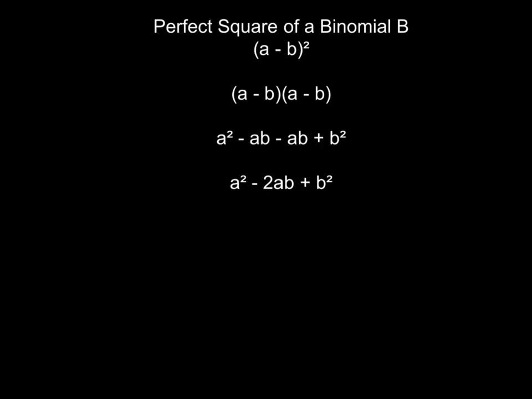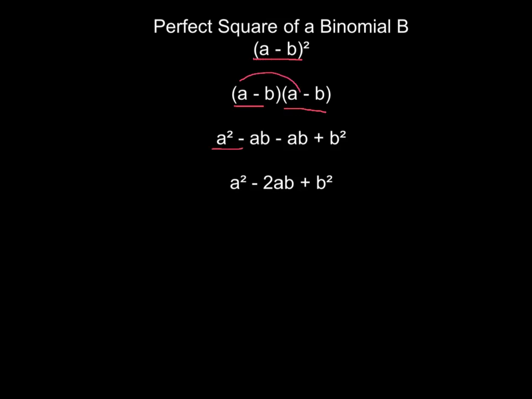Here is our second special case, and at a quick glance you can probably tell it's almost identical to the first one. Only one thing changes. When you have the binomial (a - b) squared, so the only thing is we went from an addition sign to a subtraction sign, we write it out twice and then FOIL.